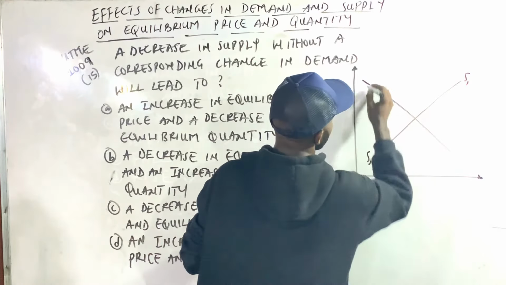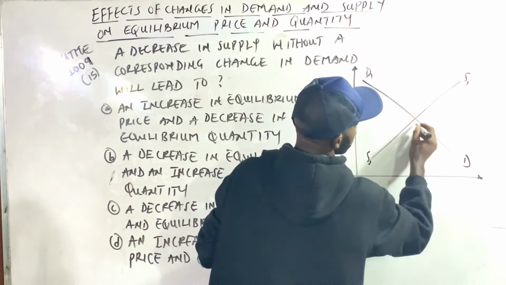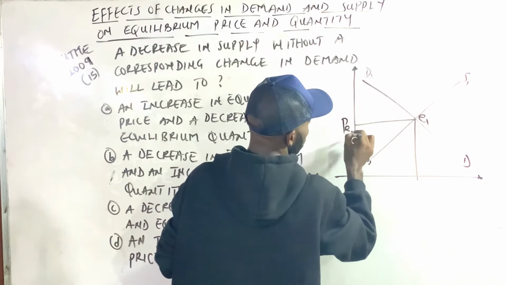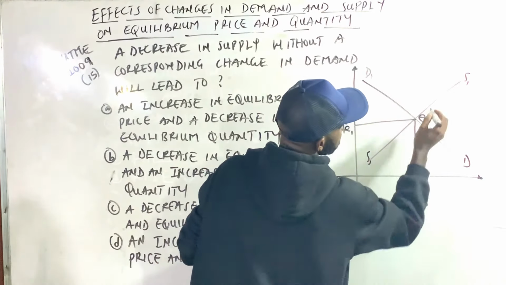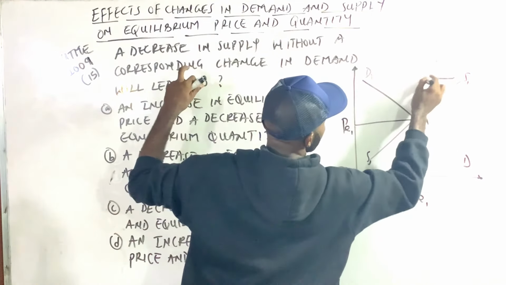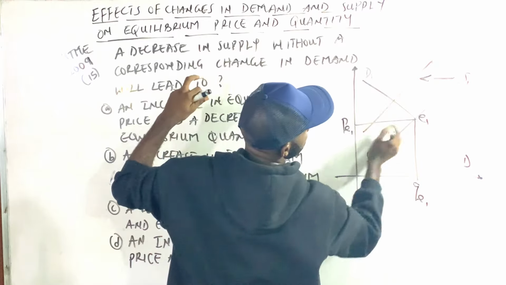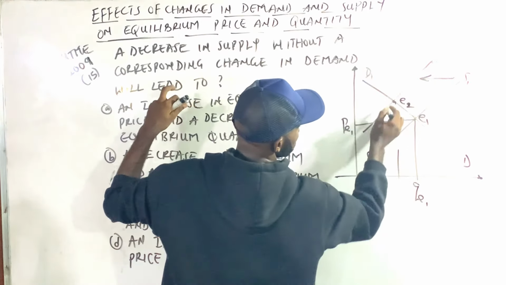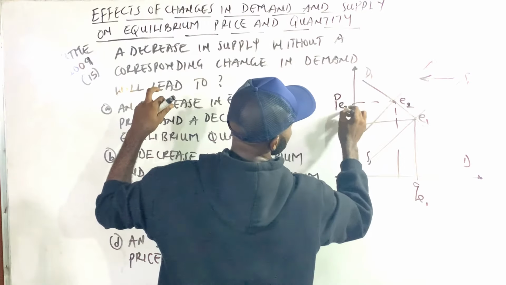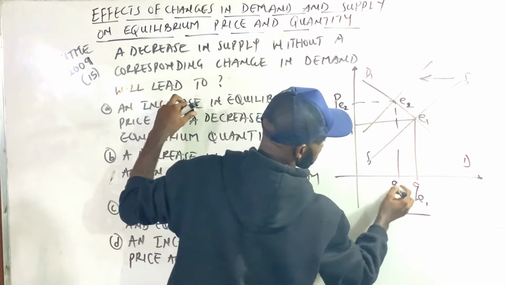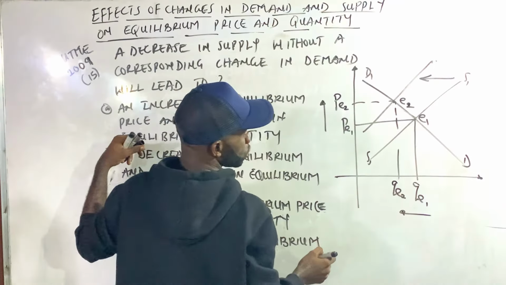If this is S1, D1, trying to make everything fast so that we can meet up with the 45 seconds per question, you just need to show a decrease in supply, which is a leftward shift. And if it comes this way, to drag this to this point, E2 will give us this and give us this. So this is an increase in equilibrium price and a decrease in equilibrium quantity, because this will be QE2.